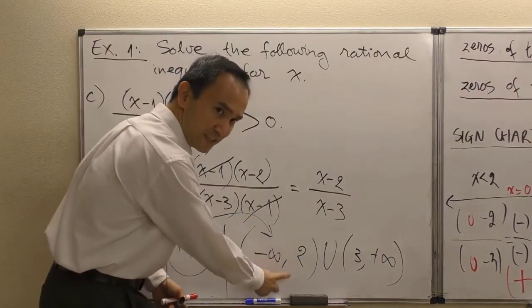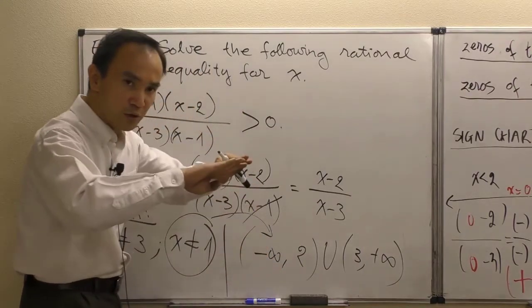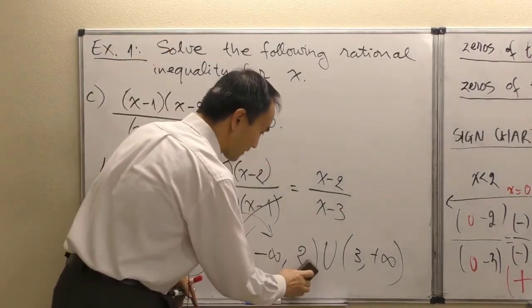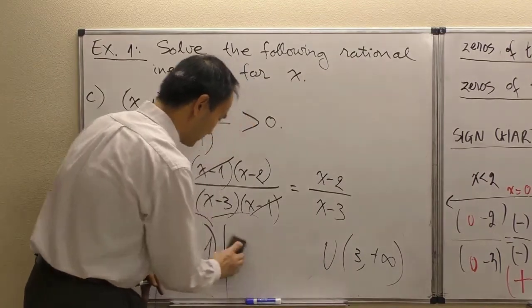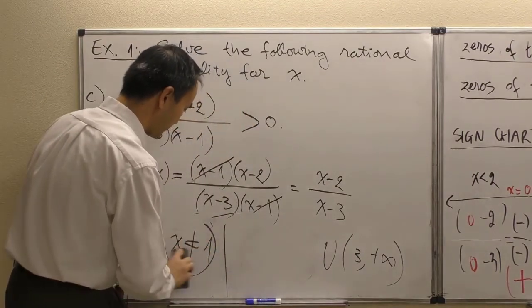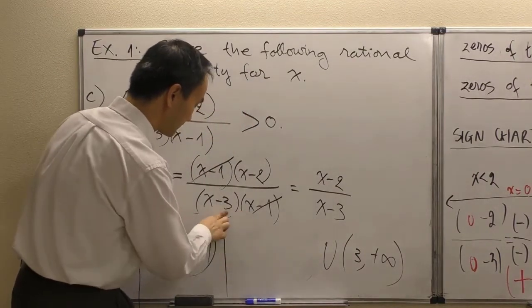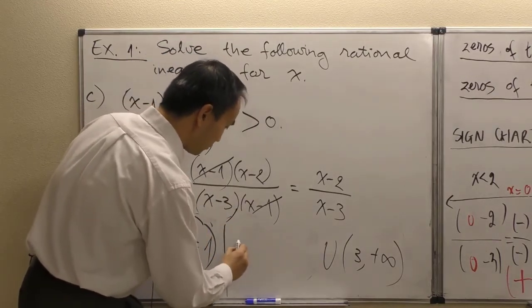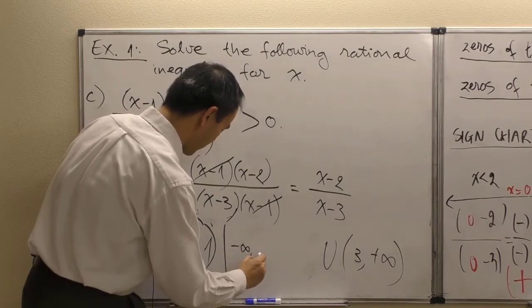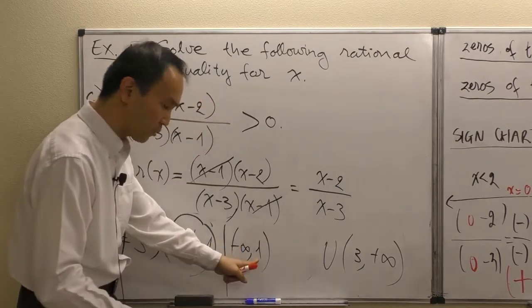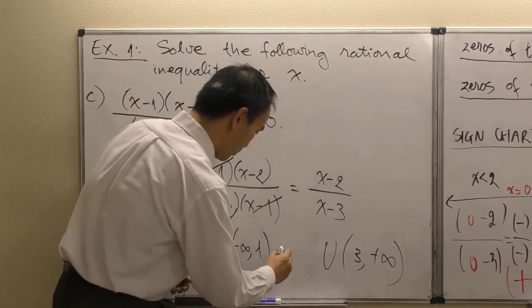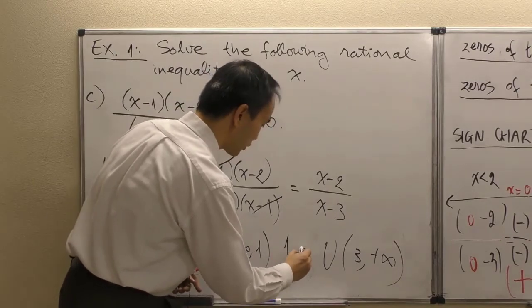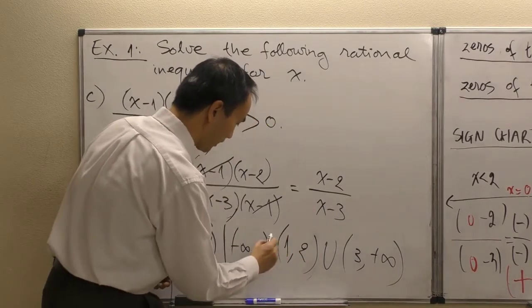But in this one, because of the exclusion we found, we have to break this interval into two separate intervals. So I have to write it as one interval between negative infinity and 1, excluding 1, and another one between 1 and 2, excluding 1. And now we union them.